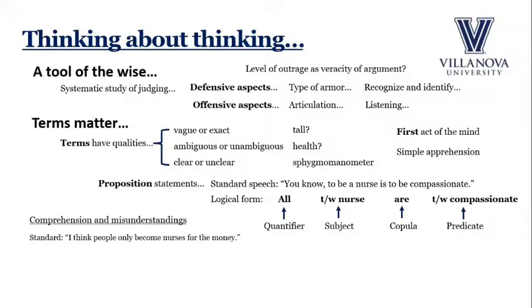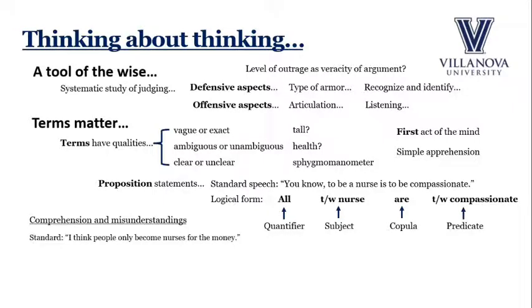All right. So if somebody just says, I think people only become nurses for the money. Now, nursing's not a half-bad paying profession, but it's not one that's going to make you rich. And it's got enough demands. If a person only wanted to make money, there's probably other ways to do it, right? If somebody were to say that, are they talking about all, some, or none? I think people only become nurses for the money. All. Yeah, they're talking about all.